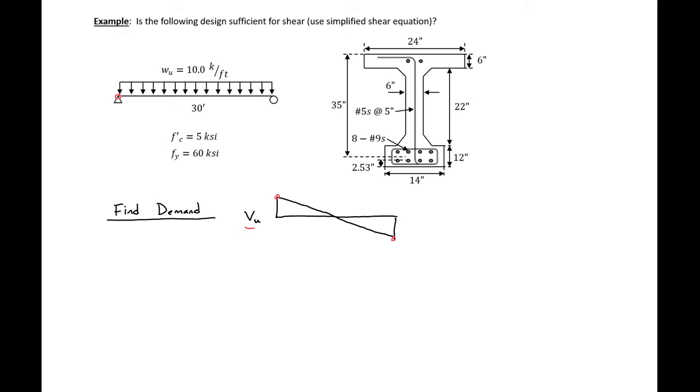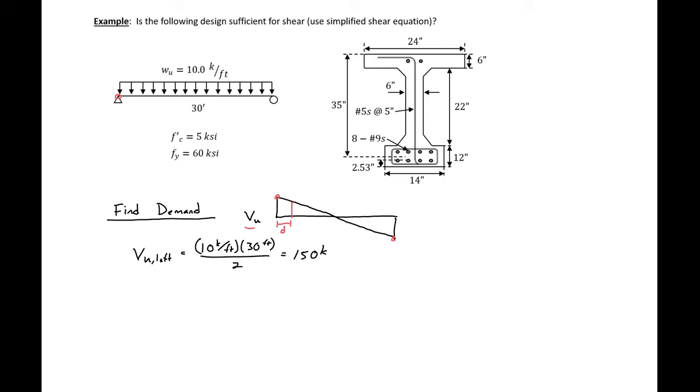We can then find our VU of the left support is equal to WL over 2, so 10 kips per foot times our L, 30 feet, divided by 2 is 150 kips. So we're going to use our ACI design assumptions. We're going to be looking at our critical section, which is D away from the face of the support, so in this case, D away from the end of the beam.